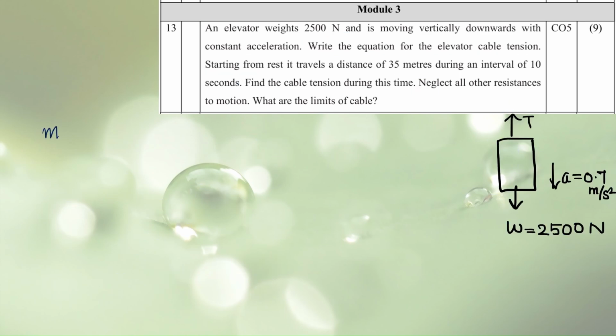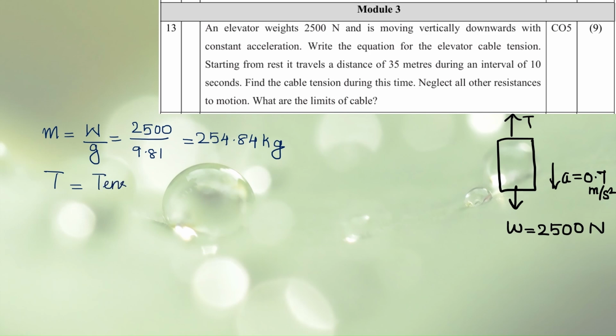Mass m can be calculated as weight divided by acceleration due to gravity, W by g, that is equal to 2500 divided by 9.81, and you will get 254.84 kilogram as the mass. And what is my tension T? That is the tension in the cable.